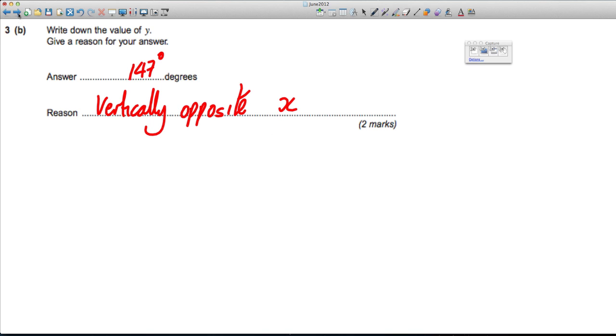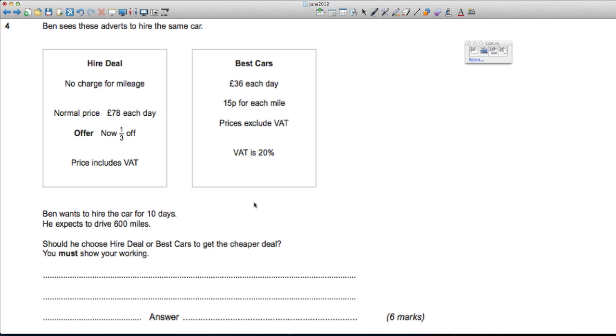And you'll be done there. Okay, next question. Ben sees these adverts to hire the same car. One advert from Hire Deal and one advert from Best Cars. Ben wants to hire a car for 10 days. He expects to drive 600 miles. Should he choose the Hire Deal or the Best Car Deal?